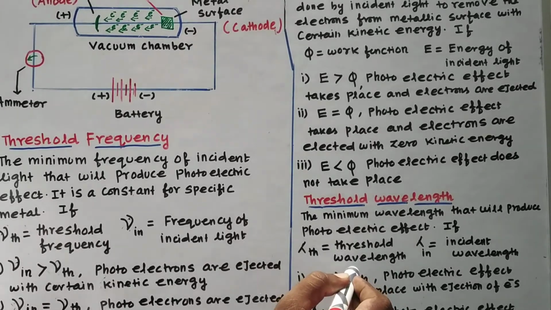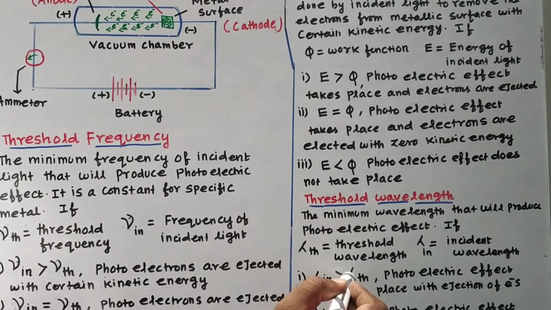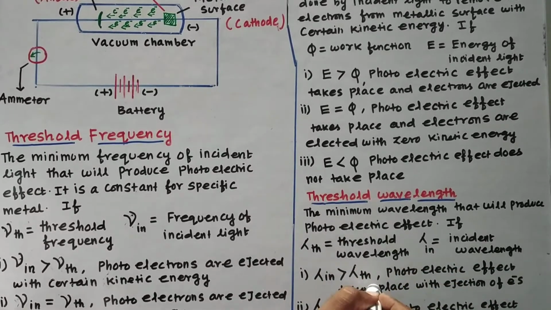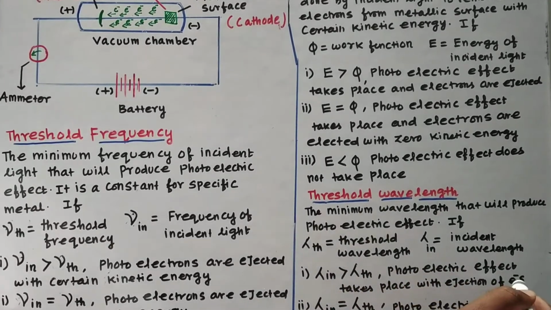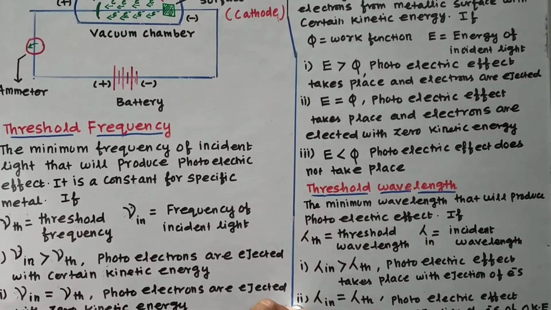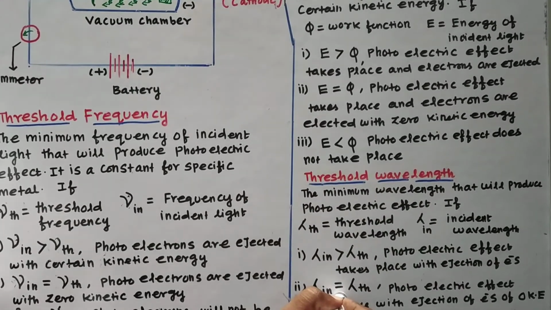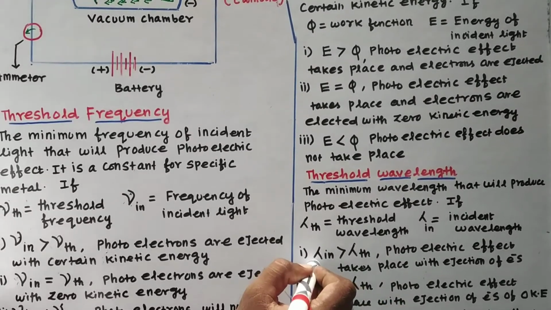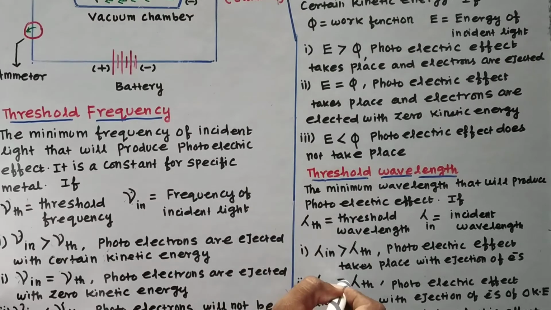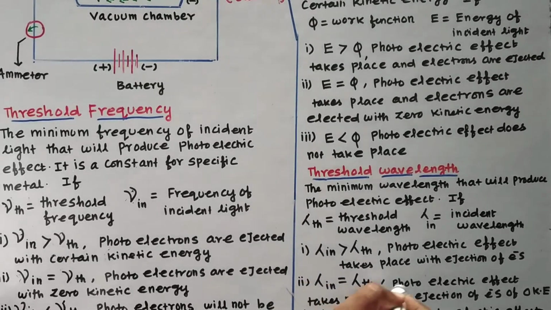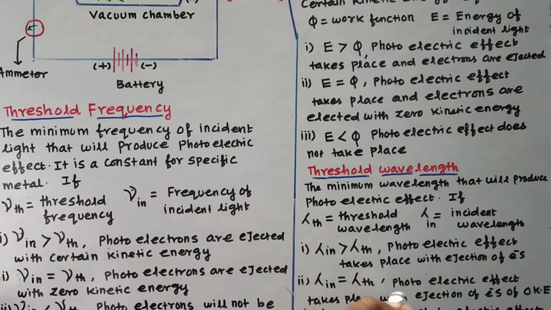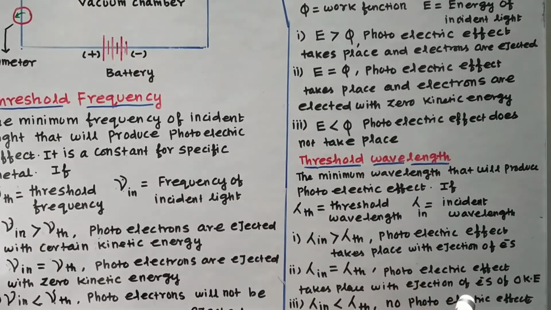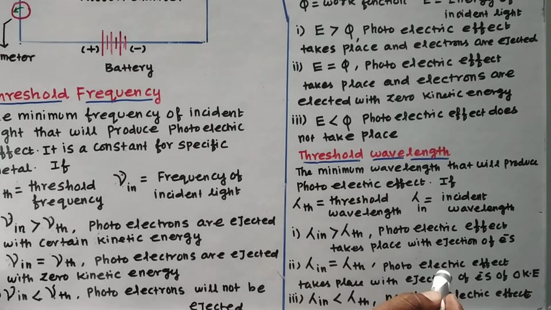The wavelength of the incident light is greater than the threshold wavelength. Photoelectric effect takes place with ejection of electrons. Okay. Then condition number 2, λ_in is equal to λ_Th. It means the wavelength of the incident light is equal to the threshold wavelength. Photoelectric effect takes place with ejection of electrons with zero kinetic energy. It means the kinetic energy of the electrons is equal to 0.